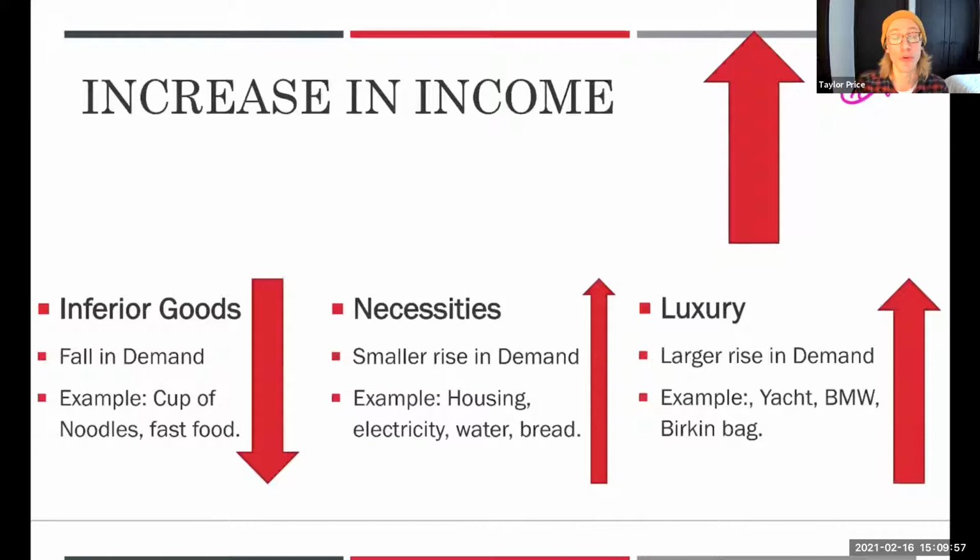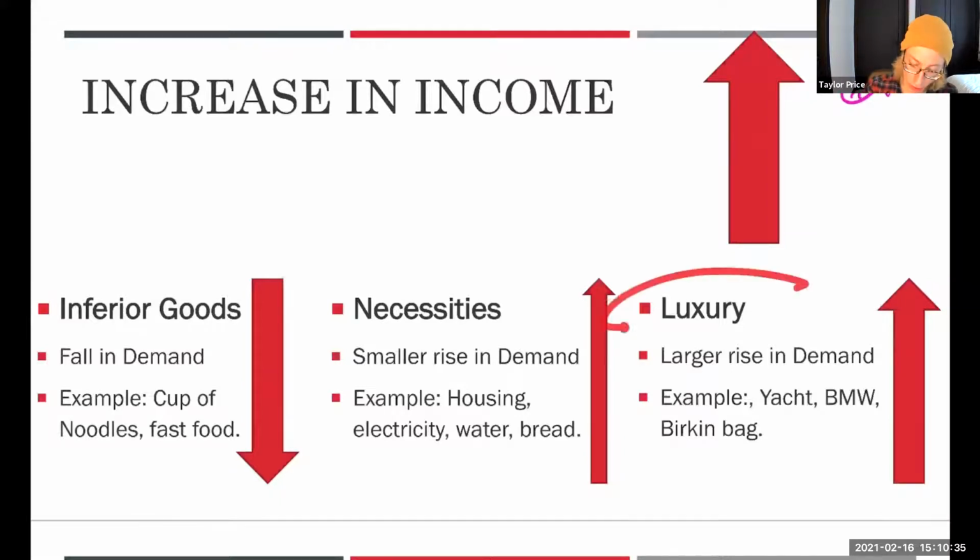So for inferior goods, we're basically talking about goods that people stop consuming once they have more money. Things like cup of noodles or fast food are generally examples that we give of inferior goods. Whereas for necessities, if there's an increase in income, there's a smaller rise in demand. You will buy a little more of it, but not a significant amount more because you need necessity goods constantly. So you're not as likely to dramatically increase your spending on those types of goods.